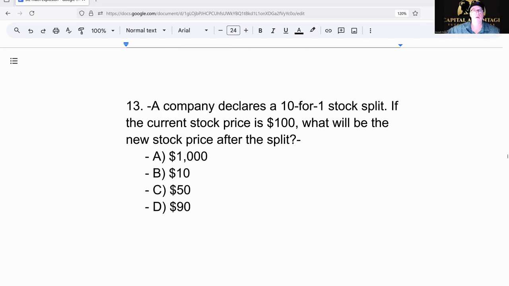10-for-1 stock split. What do we do? 10 divided by 1 equals 10. Good, easy one. Then you do 100 divided by 10. You get 10. That means our new price after the split is $10. And if we owned 100 shares, we'd multiply that times 10. So remember, you multiply the shares, divide the price. Multiply the shares, divide the price.